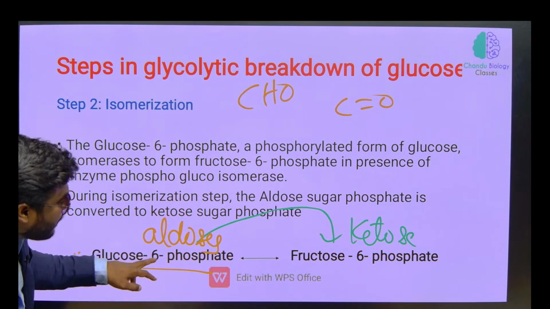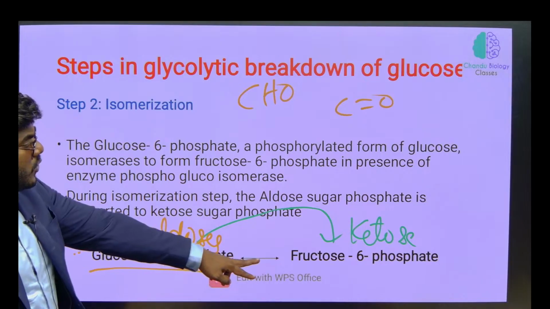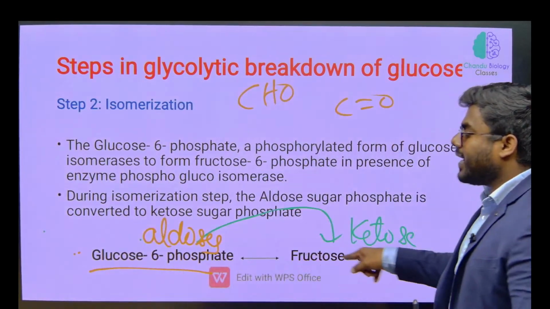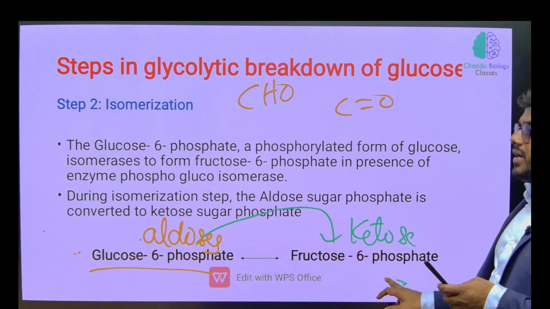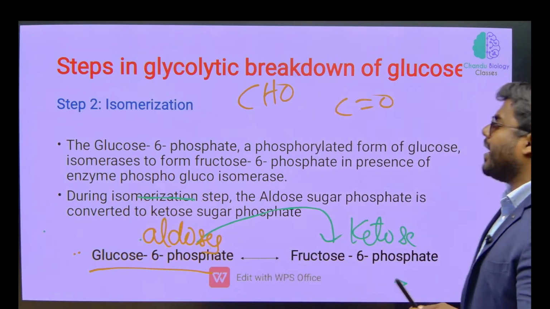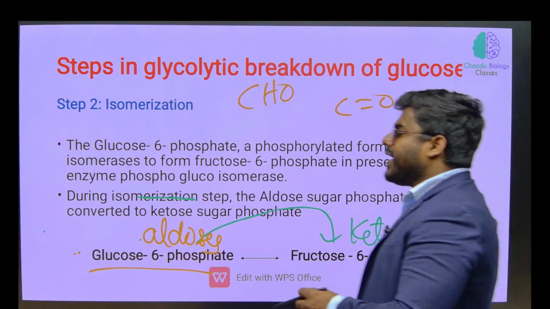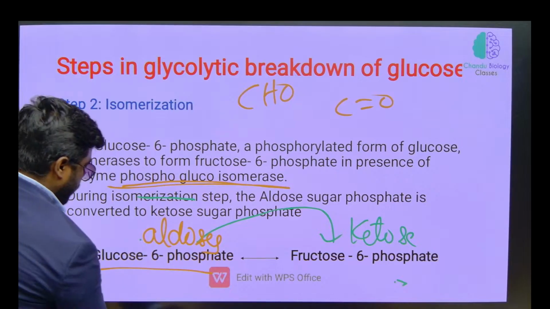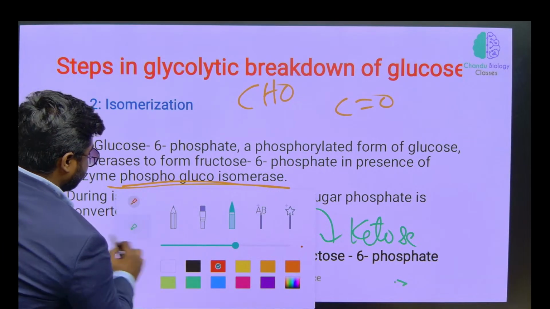Okay, so what happened now? Aldose group converted into the ketose. There is no change in the carbon number. Since one can be converted to other, the enzyme is isomerase enzyme. We call it phosphoglucoisomerase enzyme. No point of getting confused here.